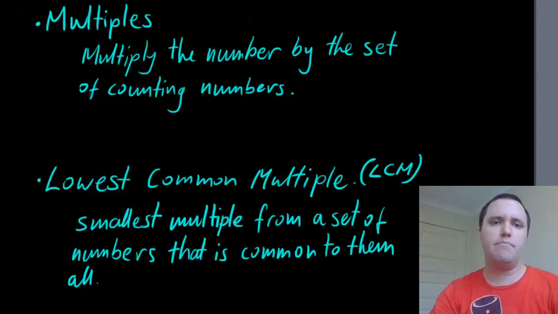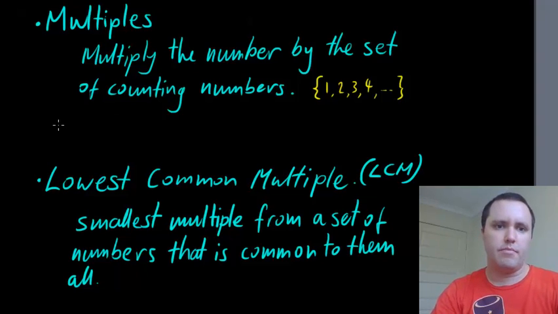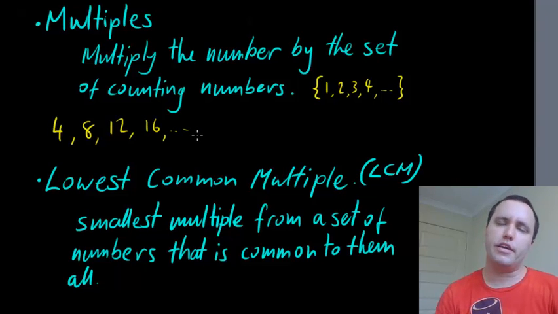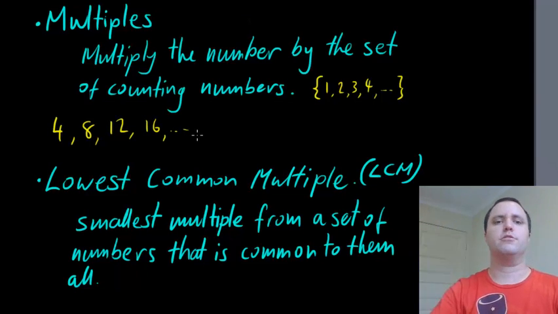Okay, so to get a multiple of a number, you multiply that number by the set of counting numbers. So the set of counting numbers are numbers like 1, 2, 3, 4, etc. Okay, so that means that if we had the multiples of 4, you would have 4 times 1 is 4, 4 times 2 is 8, 4 times 3 is 12, 4 times 4 is 16, etc. Okay, you just keep going and going with multiples. As long as there are counting numbers to go, then you can create multiples.